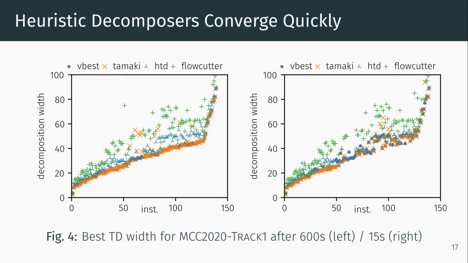However, Flowcutter seems to fall off on our benchmark set. However, we have to balance the time spent on finding a small tree decomposition and doing the dynamic programming step. So we repeat the experiment, allowing each implementation only 15 seconds. The results are shown on the right. While Tamaki still performs very well, the lead over HDD shrinks significantly. For some instances, HDD is even the only implementation that produces a usable tree decomposition.